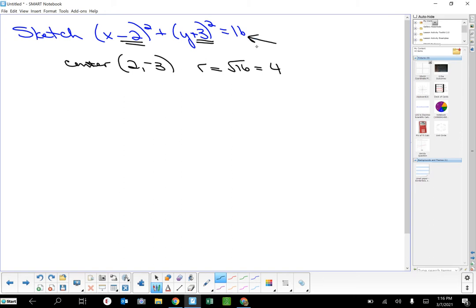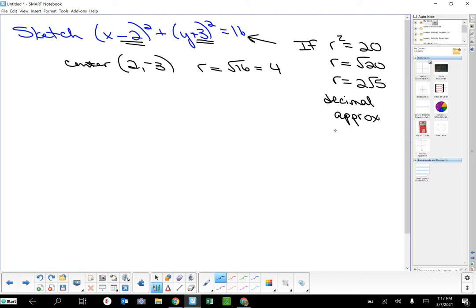Now, this doesn't have to be a perfect square. If you had r squared equals 20, the radius would be the root of 20, which would be 2 radical 5, and you would just find the decimal approximation in a calculator if that were to happen. Okay, just go find out what that is and then use that approximation, because you will see something like this in varsity. I know you will. So I don't want you to think that these are always going to be nice perfect squares.